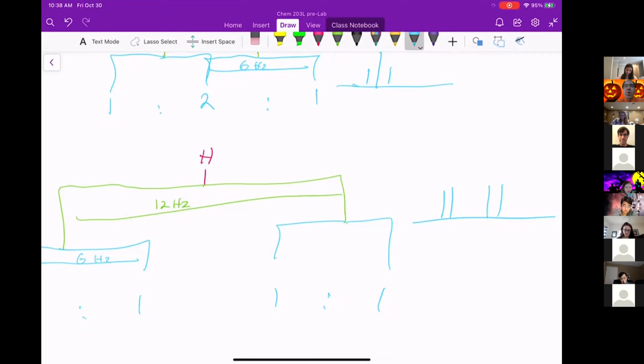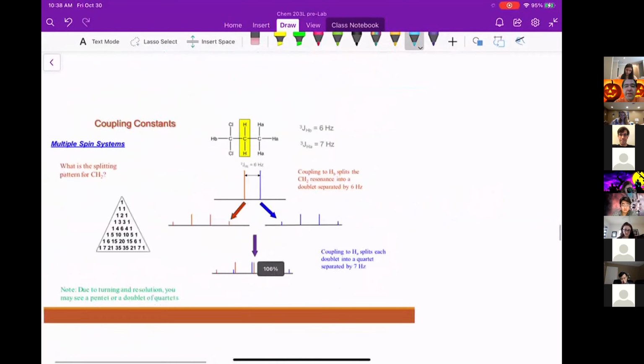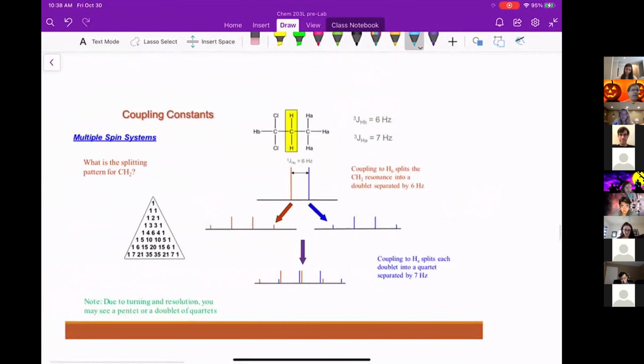Now I have a slightly more complex example for you in this slide, where we've got a quartet. Looking at those yellow protons in the middle of the slide, the difference in splitting is usually much smaller. Here it's 6 hertz versus 7 hertz, not 6 versus 12. That was a little ridiculous, but it made my point.